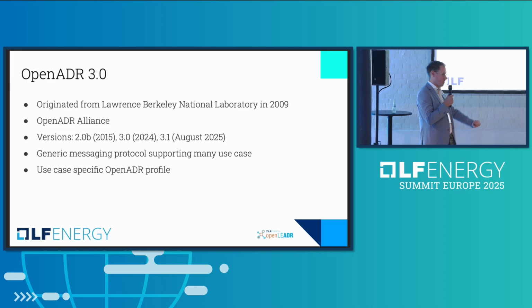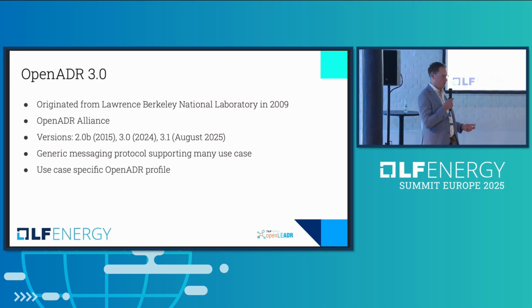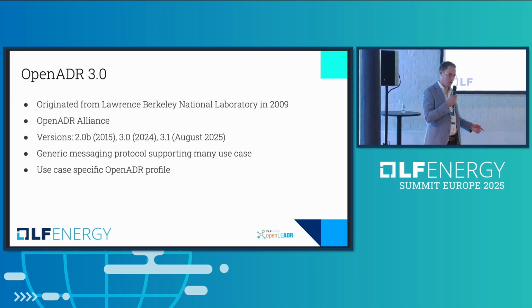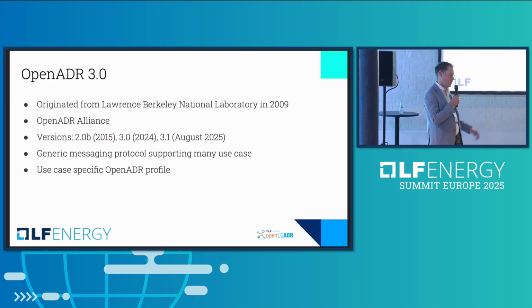So we started with OpenADR 2.0 version A, which was not very widely used. We then got 2.0b. It started earlier; 2015 was the latest release. Then we got 3.0. It's quite current, so that came out in 2024. And now we already have version 3.1, which came out last August of this year.